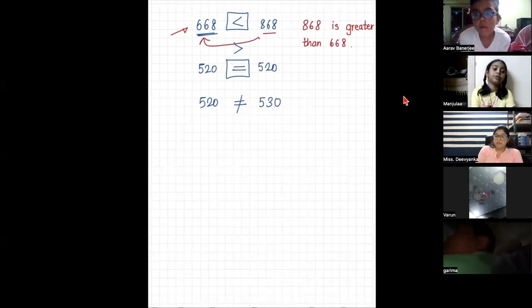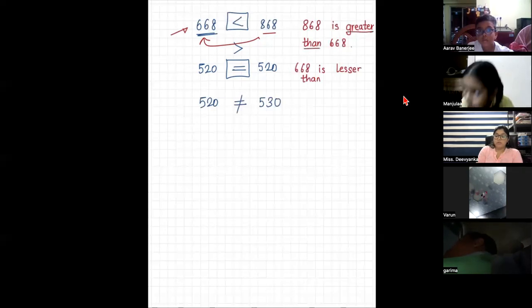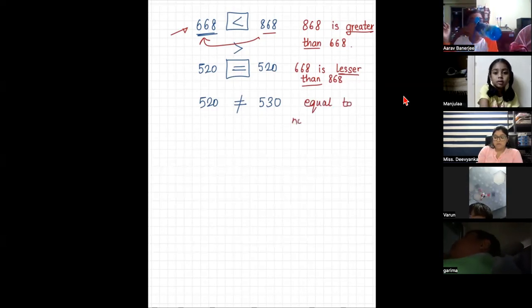Okay. And the other sentence would be 668 is lesser than 868. So you have to know your words properly, because in questions, the questions will be framed using these words, greater than, lesser than. Then the other words are equal to and not equal to.